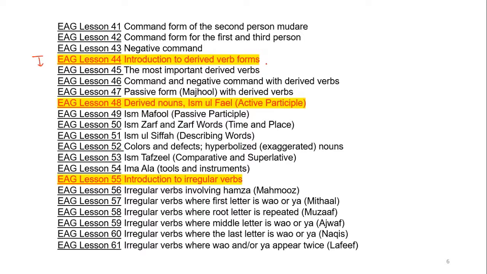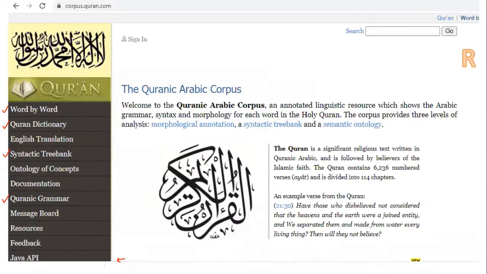And hopefully people recall that these are the afala and fa'ala and so on forms, which are generally about 10 of those. And from lesson 48, the sessions comprise the derived nouns, or ismul fa'il, active participles and passive participles, the subject and object and so on. And finally, lesson 55 onwards is the most difficult part of the course, which was the introduction to irregular verbs. So this table of contents is now available.